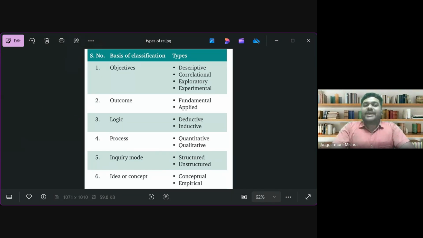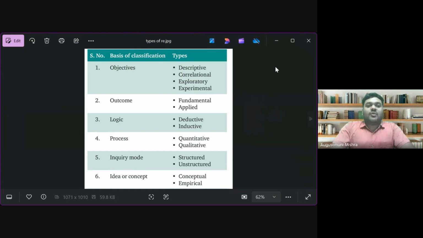Here are the basic classification of research on the basis of objective, outcome, logic, process, inquiry, and ideas or concept. Okay. So, first we will start with the objective. On the basis of objectives, how we are going to decide our research method. First, we are going to talk about that.